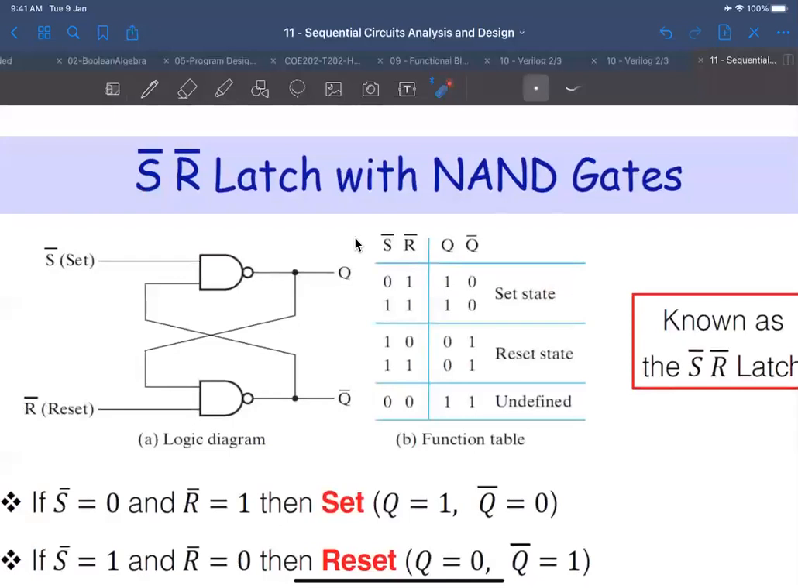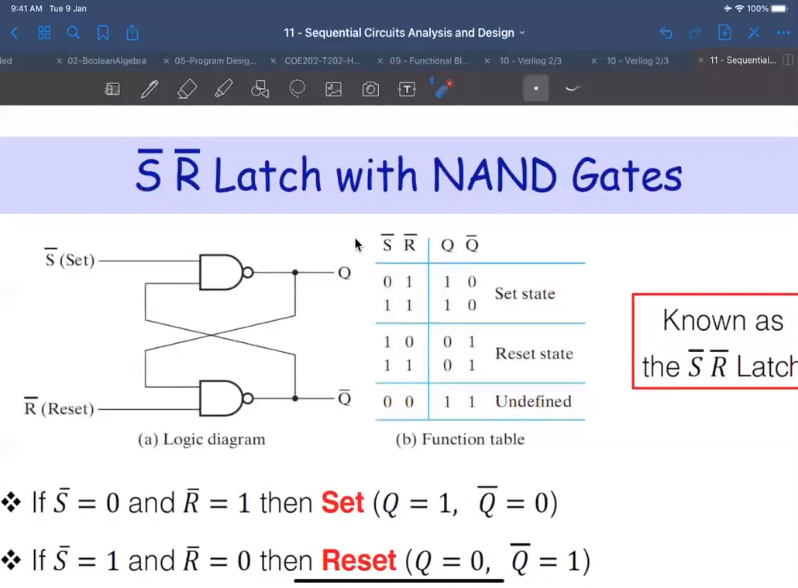It is going to be active when R complement is 0. Here you see S complement is 0 and R complement is 1, so we expect this to be a set operation. Q is set. 1 1, on the other hand, is permitted here, because it corresponds to no change. But 0 0 is not permitted. It's prohibited and undefined, and it leads to instability.